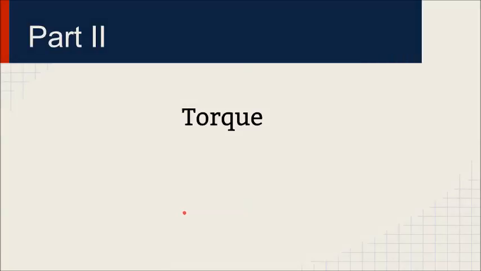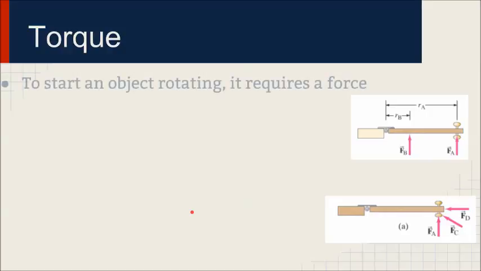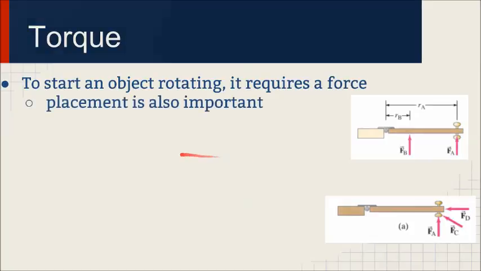Okay, this is part two of rotation, and this time we're going to look at torque. First, let's define what torque is. To get an object rotating, you need to apply a force to the object. Placement of the force is also important.